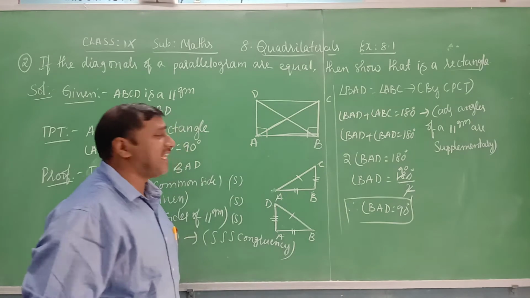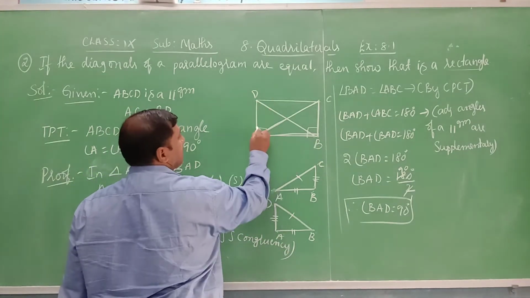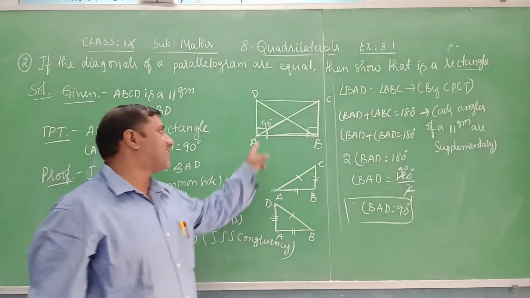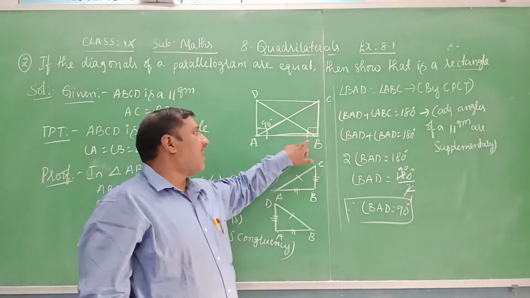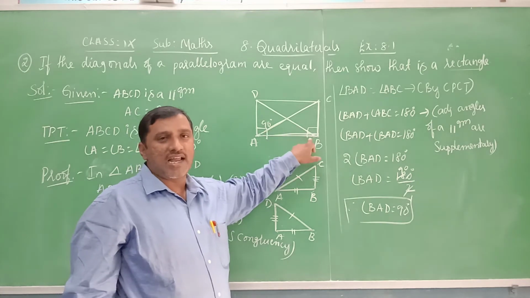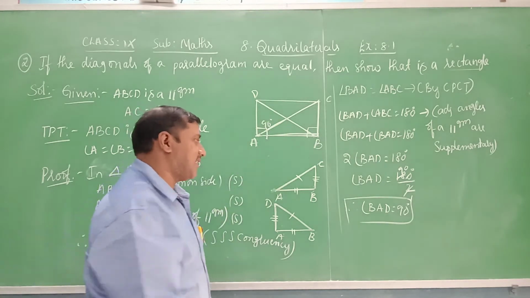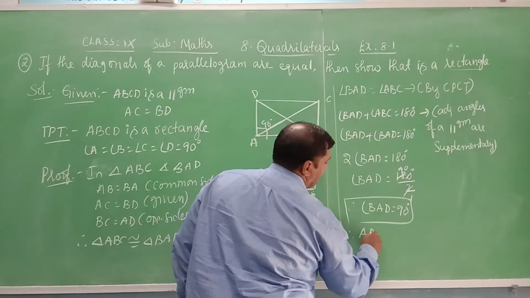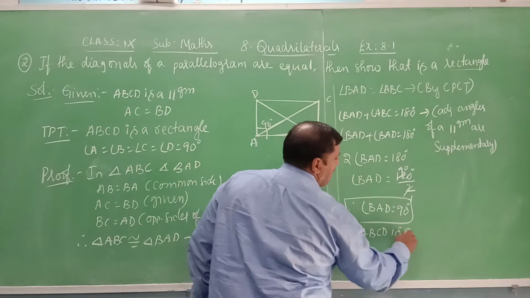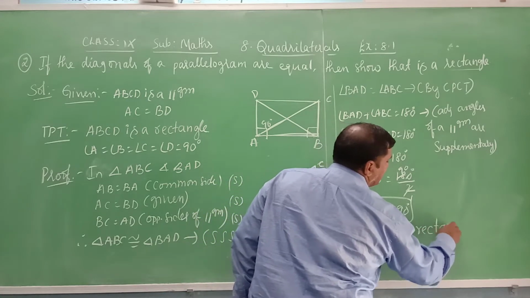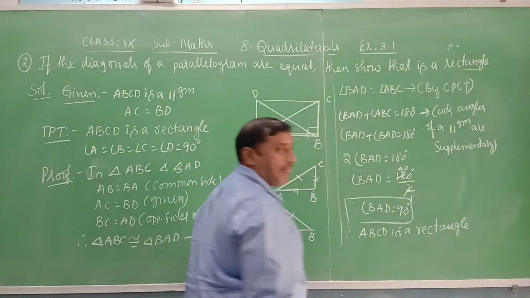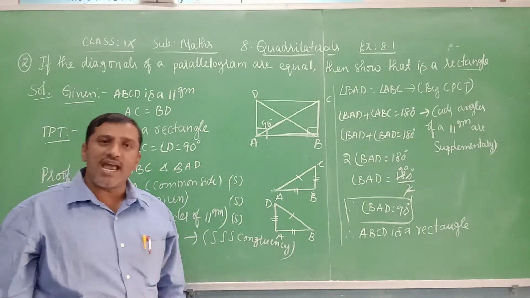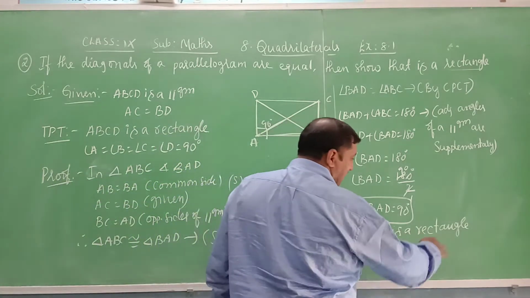What is angle BAD in the parallelogram? Yes, we have proved angle A is 90 degrees. If it is 90, angle C will be 90 and angle B will be 90 as they are supplementary angles. Angle D is also 90 degrees. So we can write now, therefore ABCD is a rectangle. Why is it a rectangle? Because a parallelogram with one angle a right angle is a rectangle.